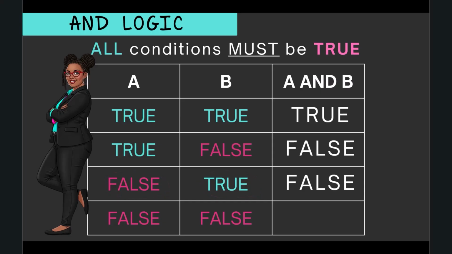And finally, the last row, if both condition A is false and condition B is false, then naturally A and B is definitely false. So the key takeaway from this table and the AND operator is clear. You only get a true when every single input is true. It's a very strict rule.